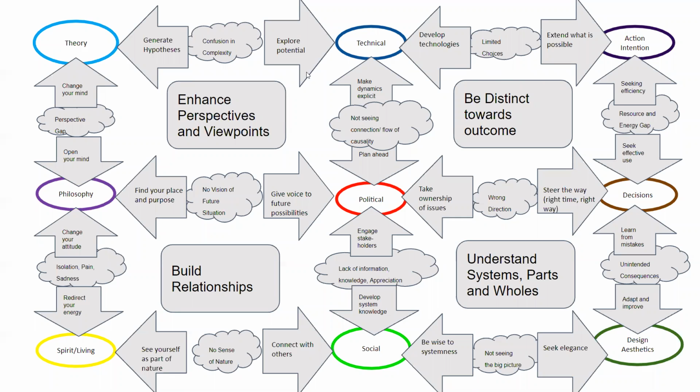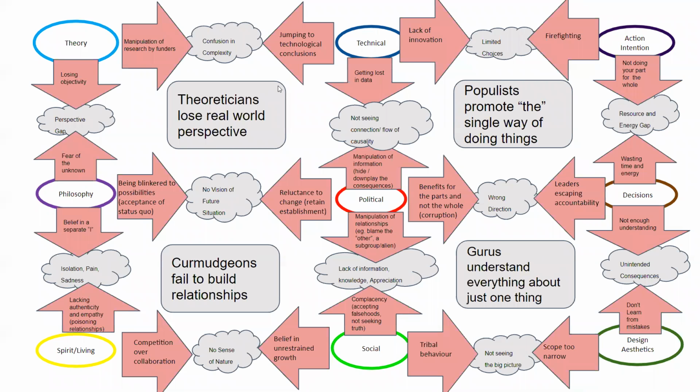Wow, that's a lot of stuff. Yeah, so as well as the positive pathways, we've also got the negative pathways. So manipulation of research by funders promotes confusion in complexity. Jumping to technological conclusions also promotes confusion in complexity. So these are all of the negative powers and the abuses of powers, if you like. Yeah. So again, that's an overlay.